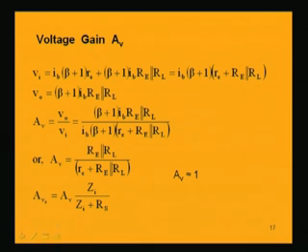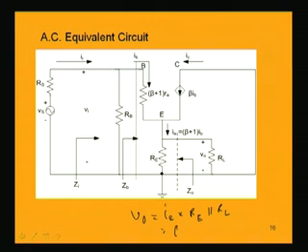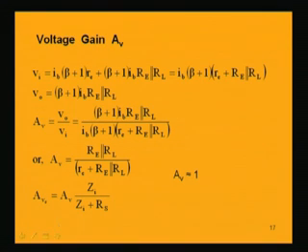That is what is done here, and I E can be written as beta plus 1 into I B, so beta plus 1 into I B times R E parallel R L. This is the expression for V naught. So, V naught is equal to beta plus 1 I B into R E parallel R L.